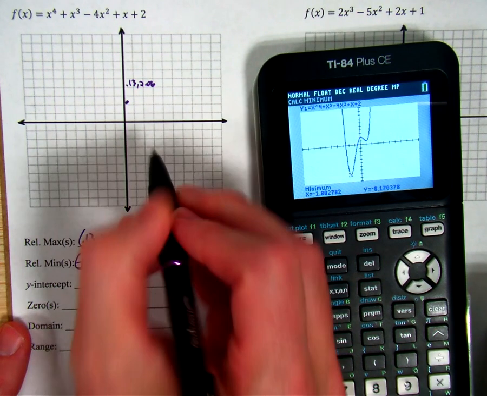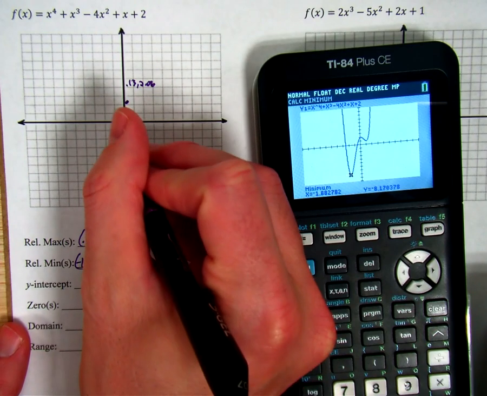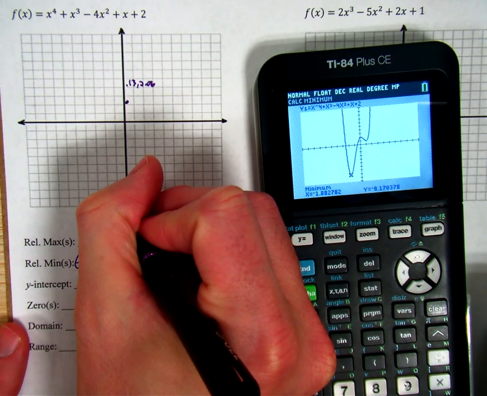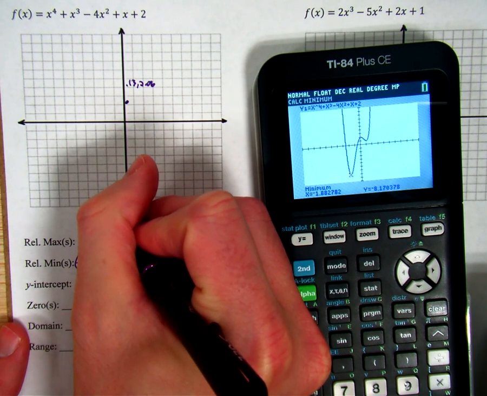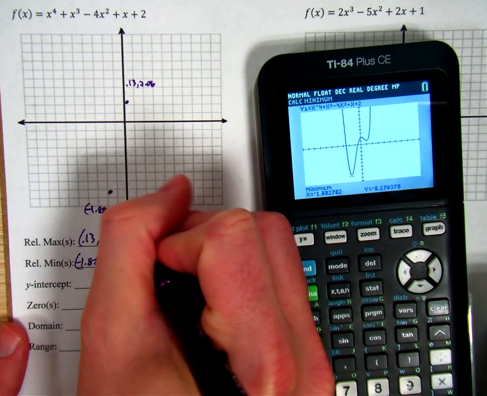And we'll do our best. Negative 1.88, negative 8.17, so about 8 little squares down. Negative 1.88, comma, negative 8.17.